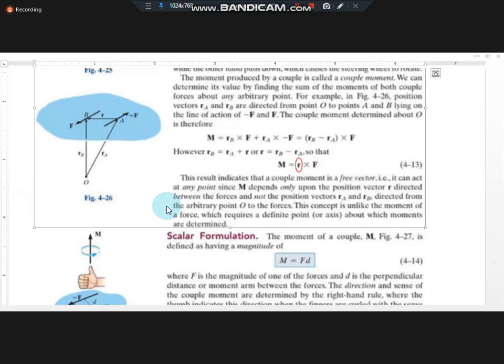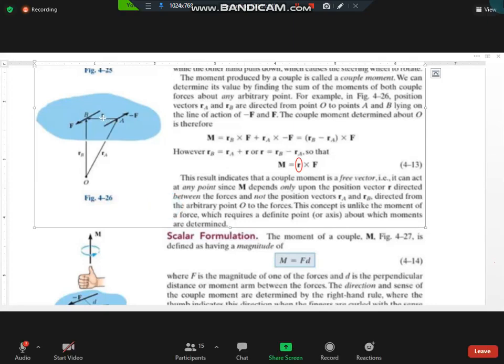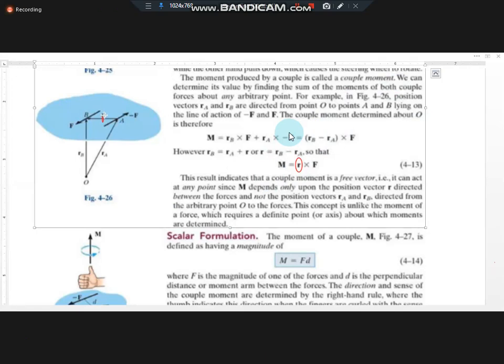Difference of two arms. As you can see in the diagram on the left, this is the point from where you are calculating this distance RA. This distance is RA and this distance is called RB. The difference between the two will give you the moment created by the couple.